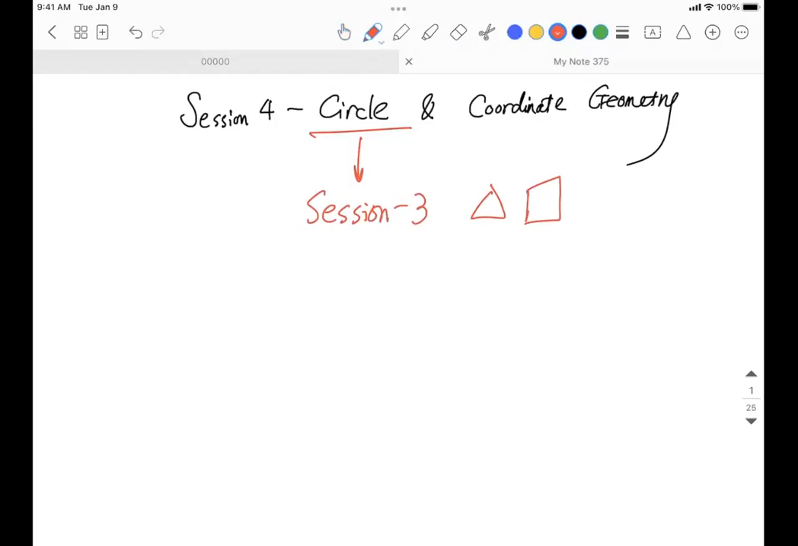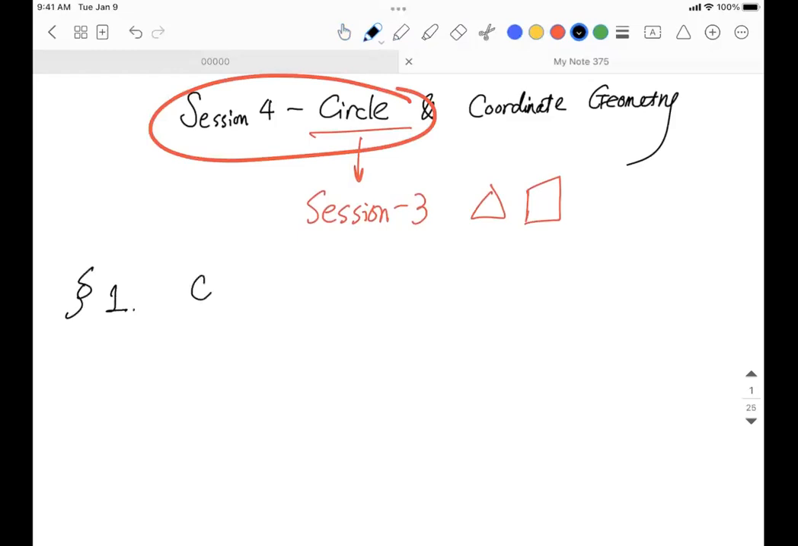Okay, if everything is good, let's fly to our first section. We're going to go to our circle part. Okay, this is our lecture number 1. In the first lecture, we're going to talk about circle basics.